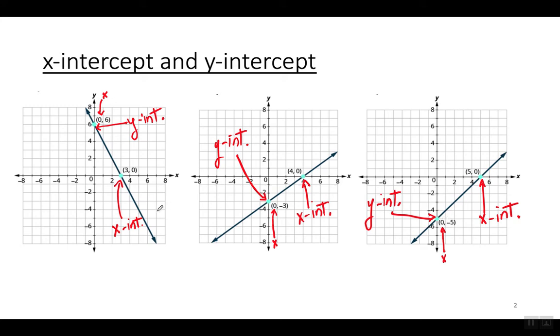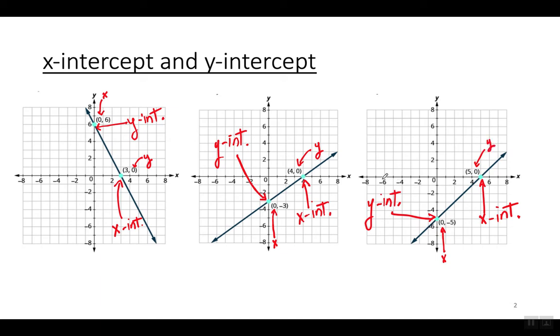All right, now guess what? The x-intercept is the opposite. Let's look at it. For the x-intercept, look at the y. Hey, what do you know? I think I found a little pattern. For the x-intercept, the y is always 0. For the x-intercept, the y-coordinate is 0.